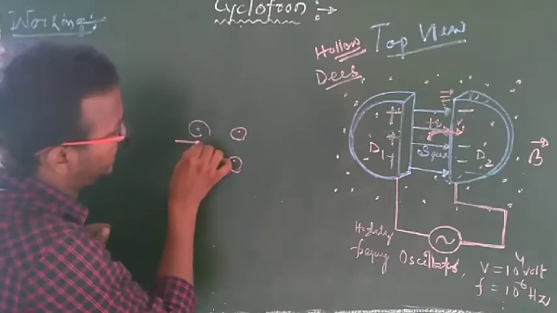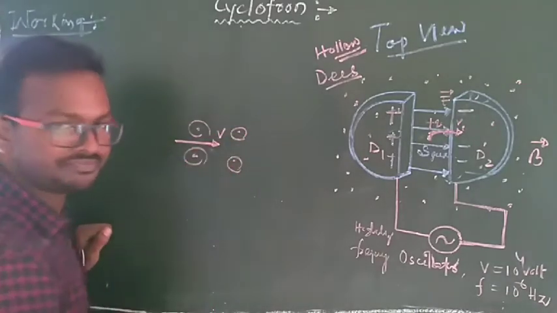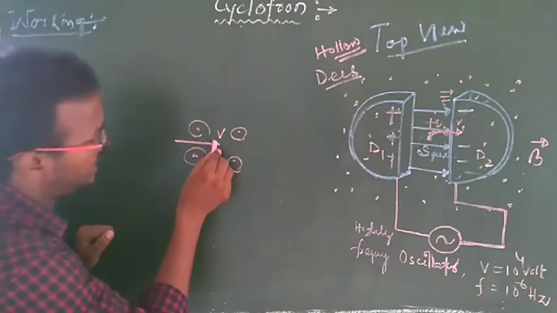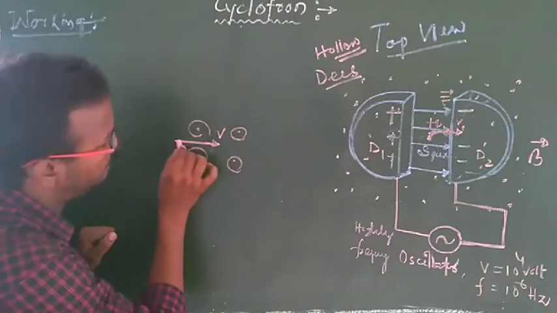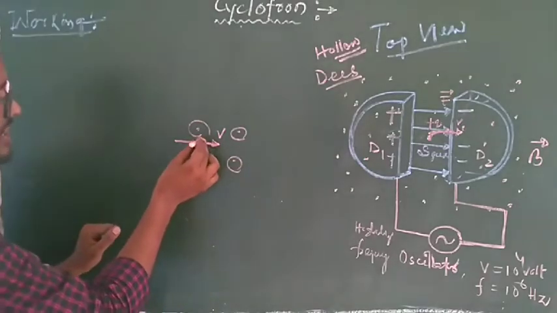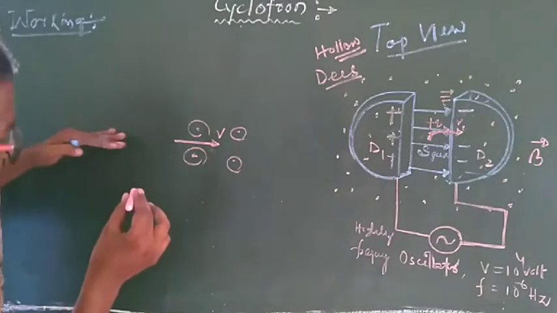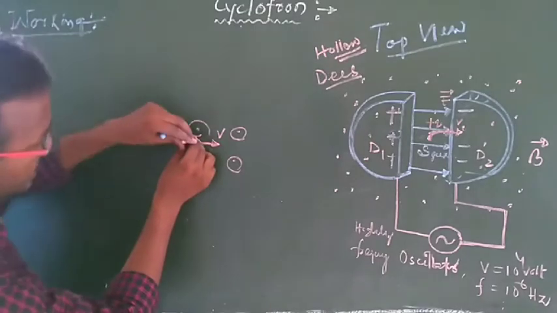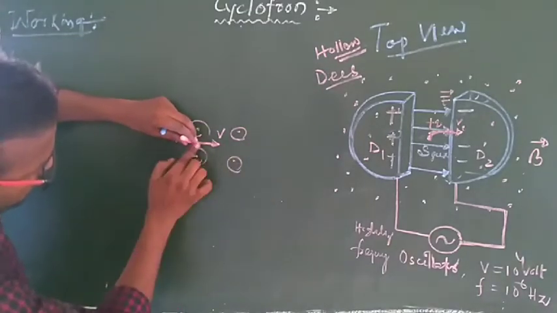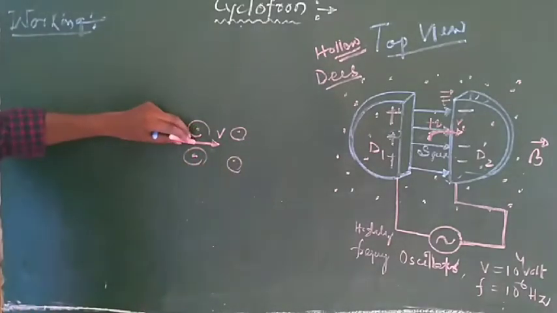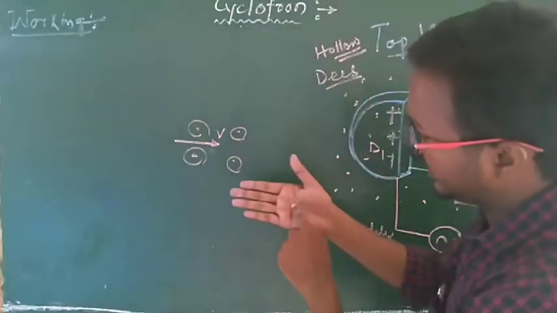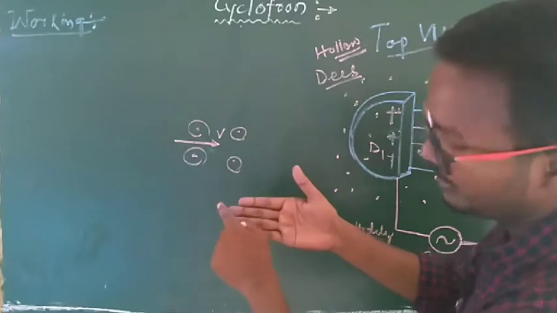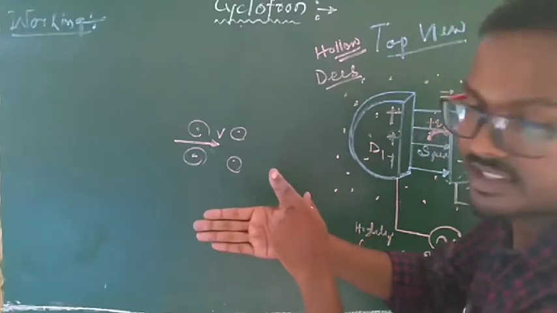Here the charged particle enters with velocity v into the uniform magnetic field in the perpendicular direction, because this is the direction of the magnetic field and this is the direction of the charged particle. So the angle between the charged particle's velocity and the magnetic field is 90 degrees. If we use the right hand palm rule, then this is the direction of the magnetic field and this is the direction of the charged particle.